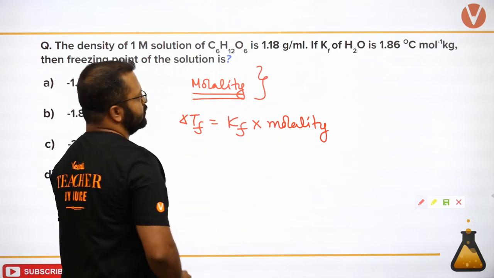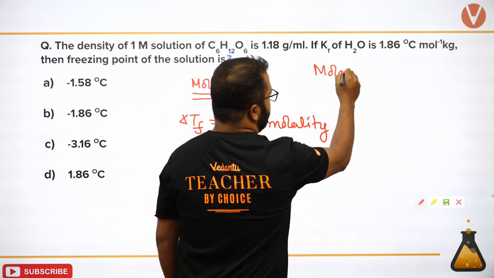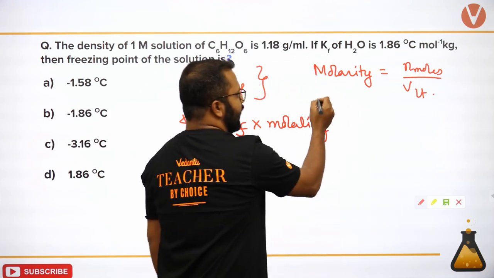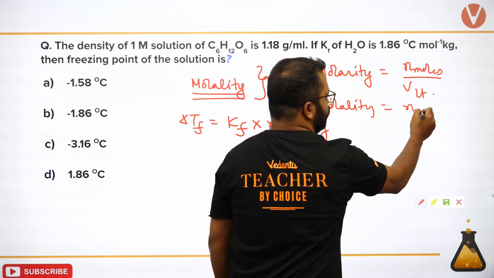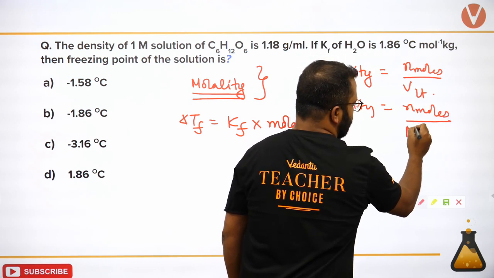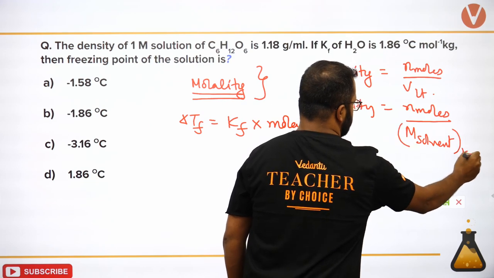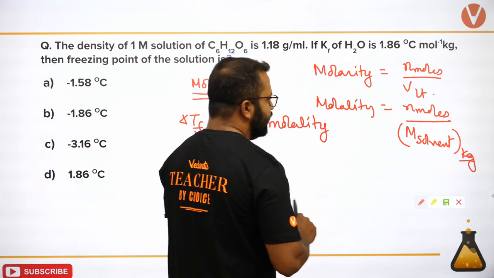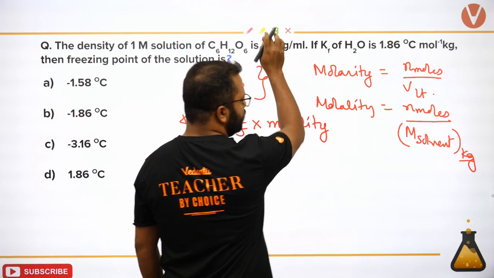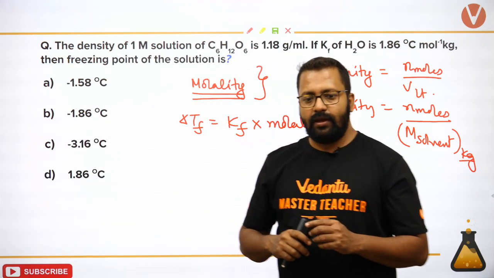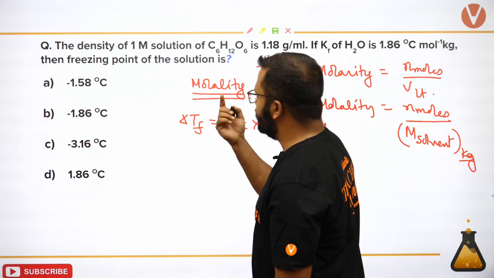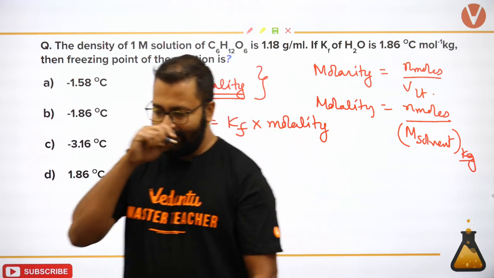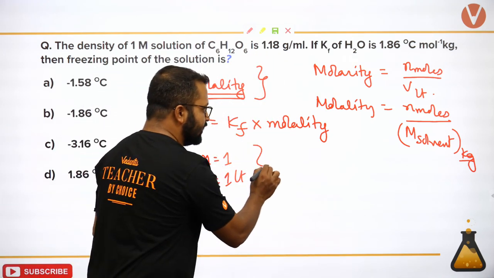So in this question, you are given, how do you convert? Molarity is number of moles by volume in liters, and molality is number of moles by mass of solvent in kgs. Okay, clear? Mass of solvent in kgs. So in this scenario, assume that the number of moles is 1. Hum number of moles ko 1 le lete hain, and volume of solution ko 1 liter le lete hain. Okay, I take the volume of solution as 1 liter. Now yahan se mujhe molality nikalni hai.